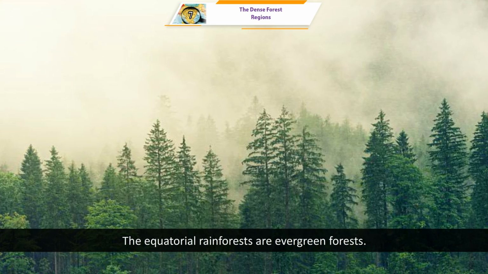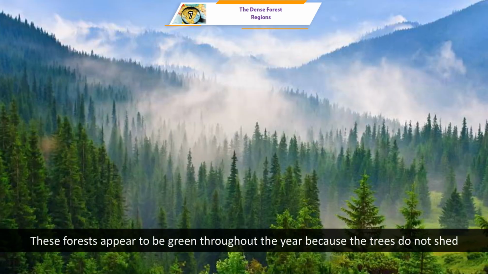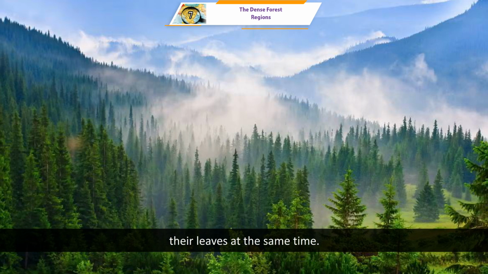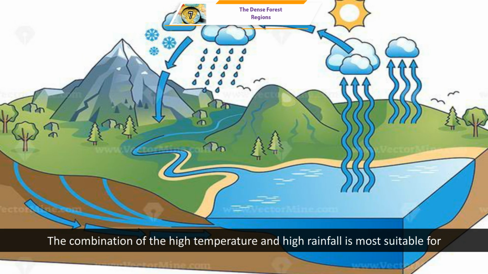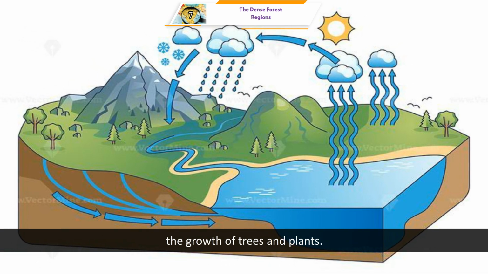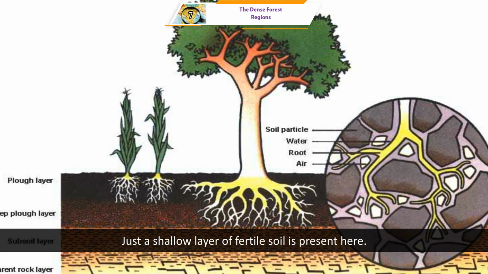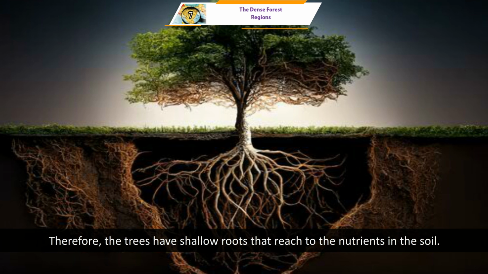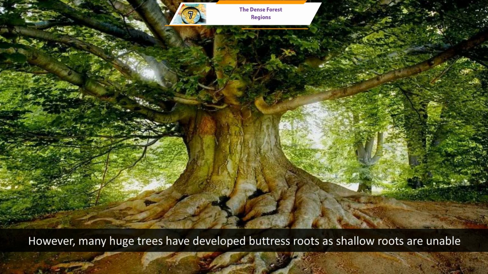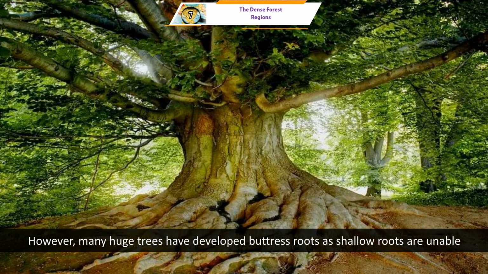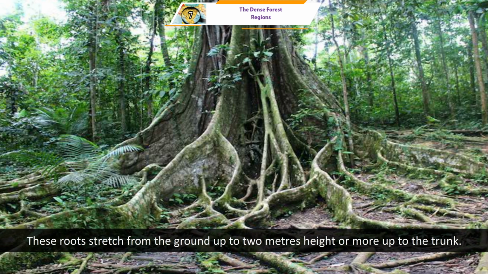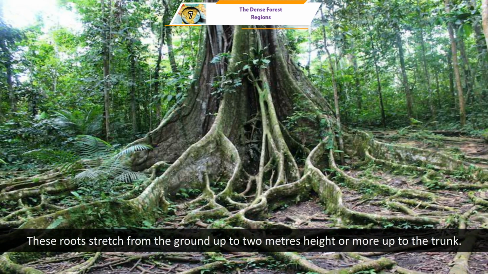Vegetation. The equatorial rainforests are evergreen forests. These forests appear to be green throughout the year because the trees do not shed their leaves at the same time. The combination of the high temperature and high rainfall is most suitable for the growth of trees and plants. Just a shallow layer of fertile soil is present here. Therefore, the trees have shallow roots that reach to the nutrients in the soil. However, many huge trees have developed buttress roots, as shallow roots are unable to support them. These roots stretch from the ground up to 2 meters height or more up the trunk.